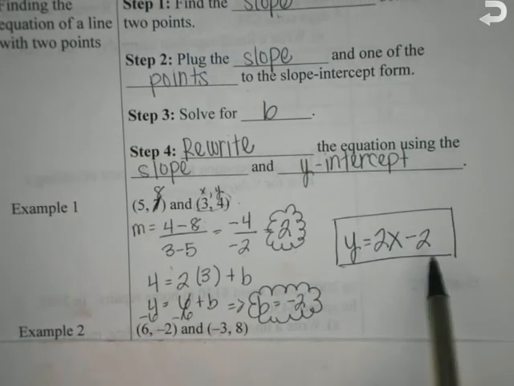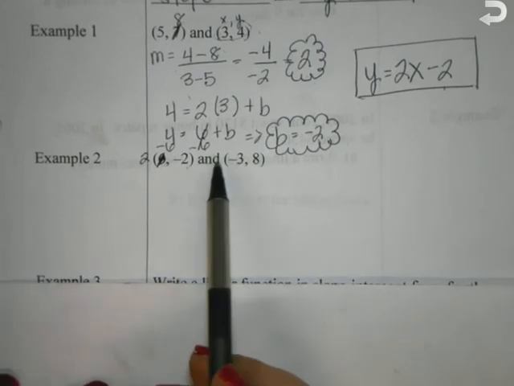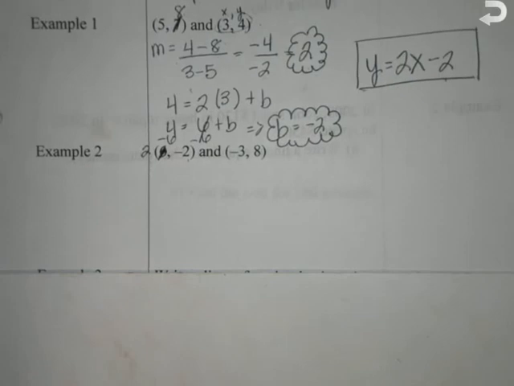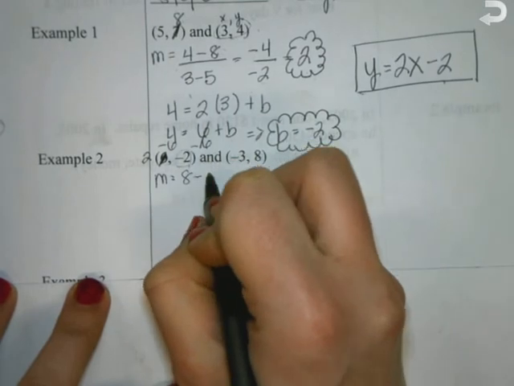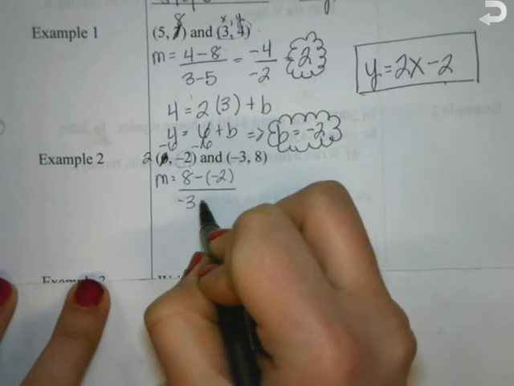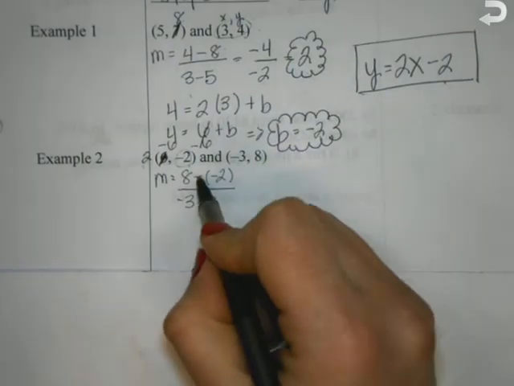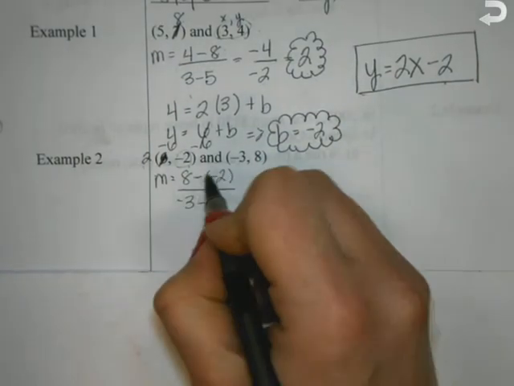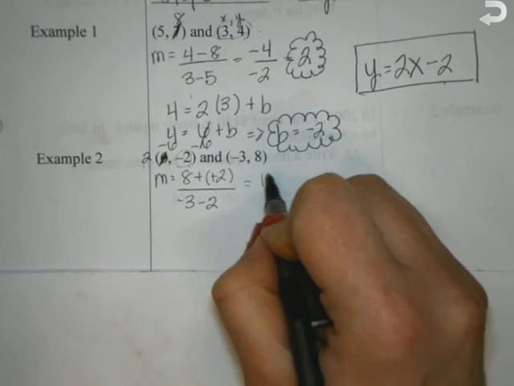Okay. So example 2, your points are 2, -2, and -3, 8. Step one is to find the slope. Alyssa, what do I need to do? 8 minus -2, all over -3 minus 2. There you go. So then we have minus and negative turns into what? Positive. So it's going to be 10 over -5, which reduces to -2.